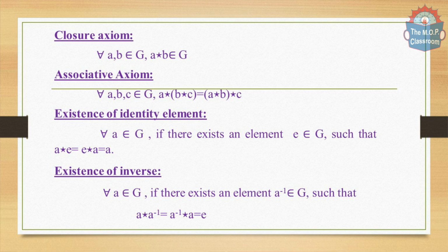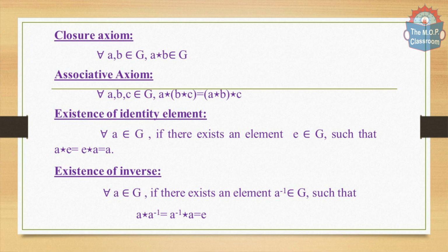So the first axiom is called the closure axiom. Closure axiom: for every two elements from G, a star b must be in G. Whatever binary operation we take, the resultant element a star b must be in the same set G once again. Then the law is called the closure axiom. We can say the set G is closed with respect to that respective binary operation.